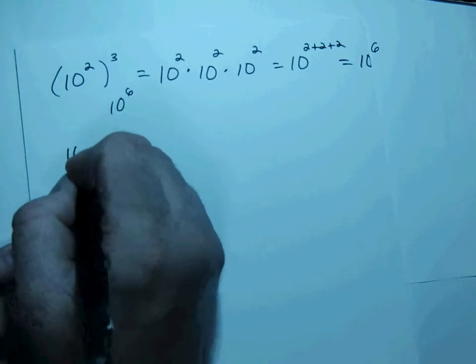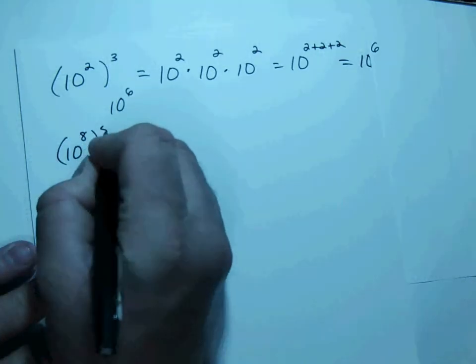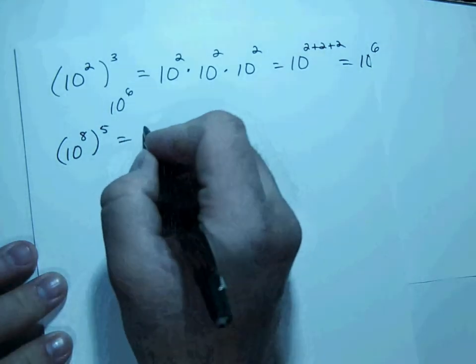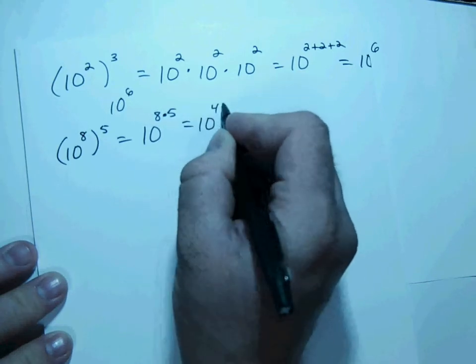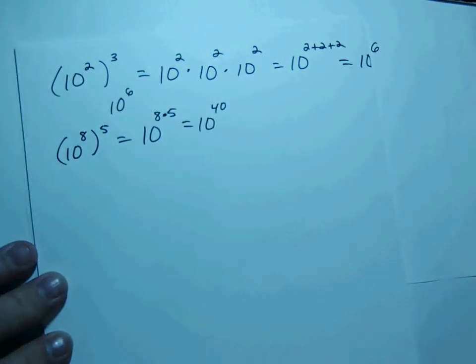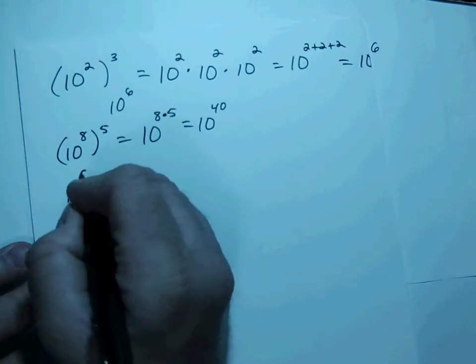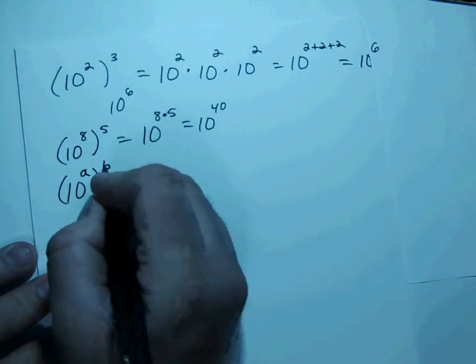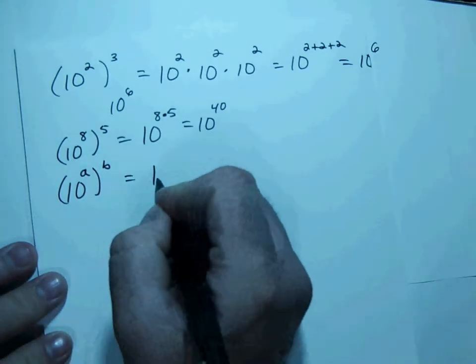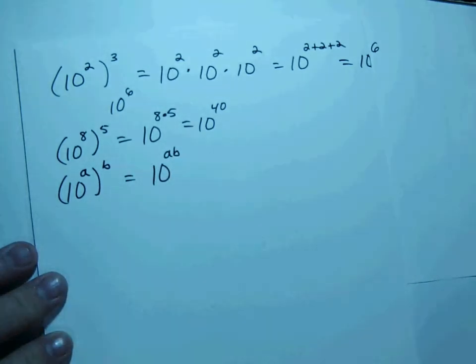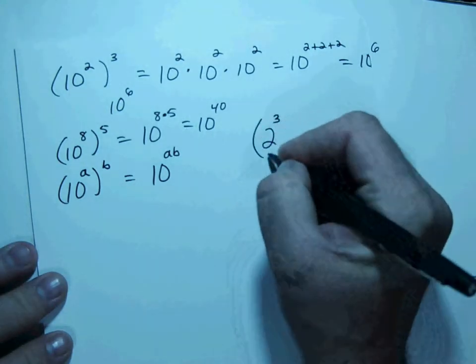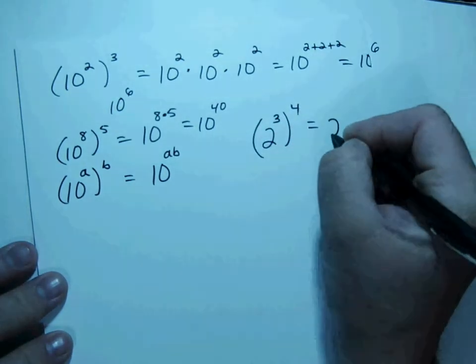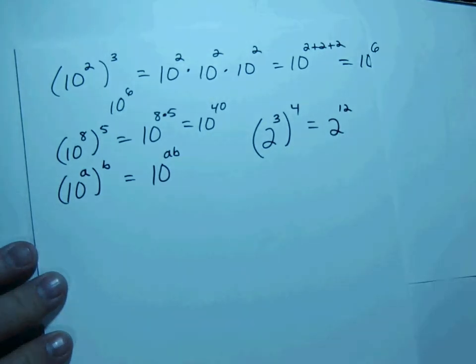All right, so 10 to the 8th power and then raised to the 5th power is just going to be 10 to the 8 times 5, or 10 to the power of 40. So generically presented, 10 to some a and then raised to some power b is just 10 to the power of a times b. All right, and again, our book only does 10, but it could be anything. 2 cubed and then raised to the 4th power is going to be 2 to the 12th power. All right?